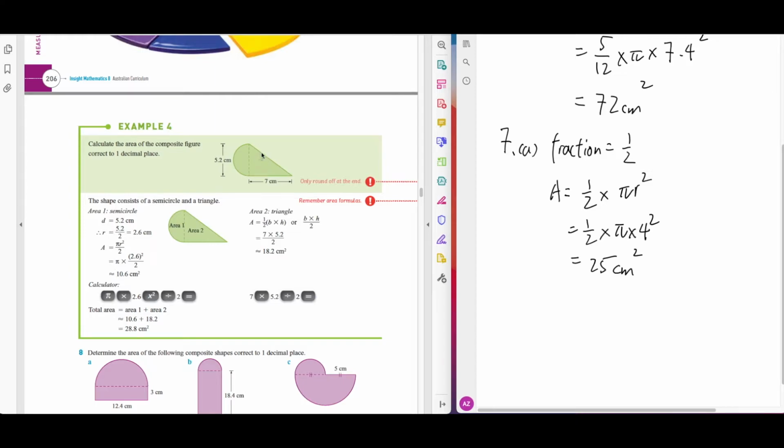Now, area 2, I'm not going to go through, because I expect you to know how to find the area of a triangle. It's just half times base times height. So that's how you can do that. Once you get the two areas, you can add them up and you get your answer.